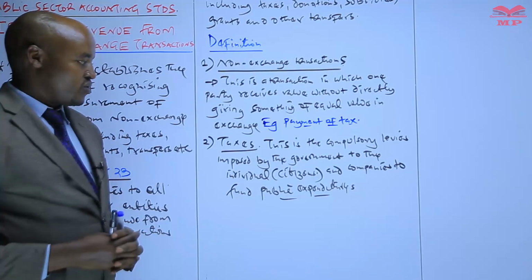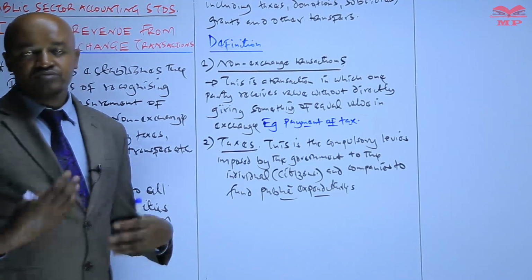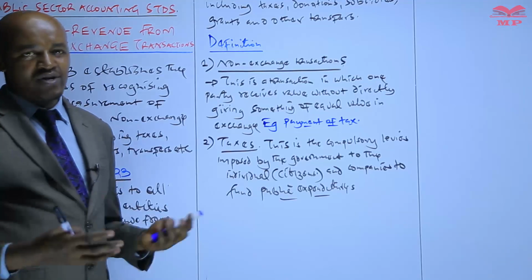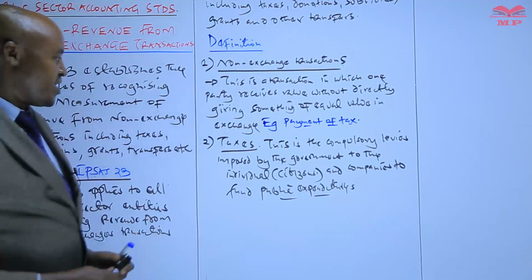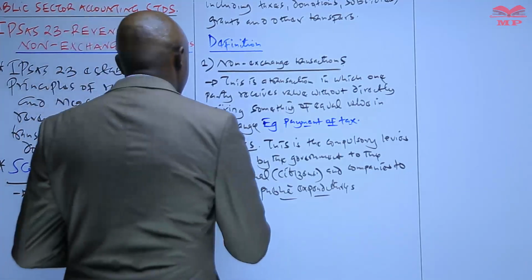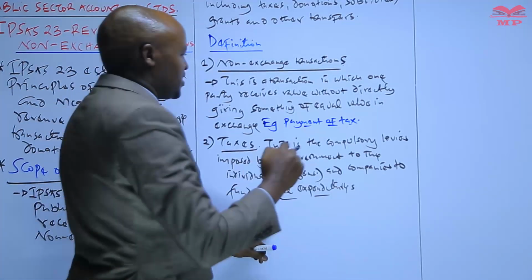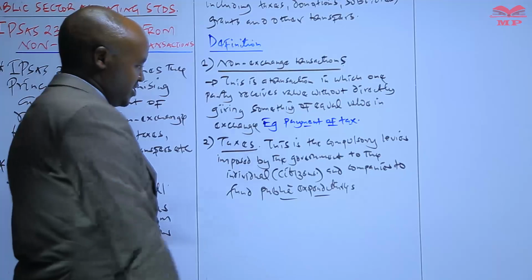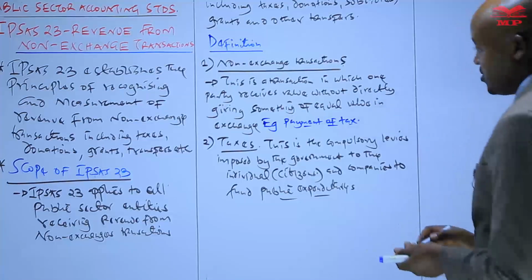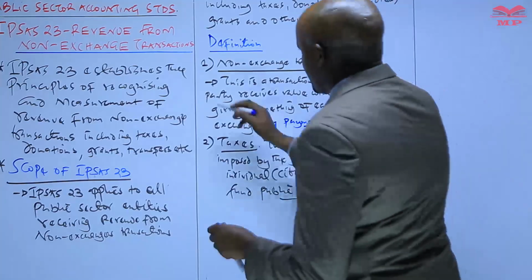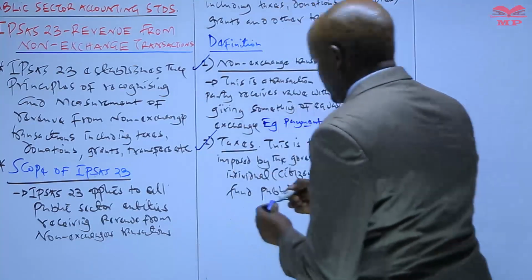The government also caters for other public expenditures, like maybe constructing public roads and so on. So as a result of that, the government has to levy taxes to be able to fund those public expenditures. So that is the second term which you must be in a position to define.